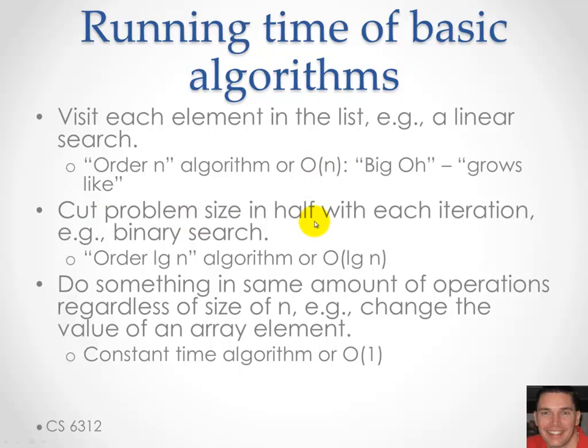If we cut the problem size in half with each iteration, as is done in the binary search, this is known as an order log n algorithm, or a big O of log n. Please note that lg is a shortcut for log base 2, and it's a common notation we'll use in computer science. Now, if we keep doing the same amount of operations regardless of how big n is, for example, if we just want to go to an individual list element and set that value to 0, well, that's just constant time because we can jump straight to that particular element. So that's what we call a constant time algorithm, or a big O of 1 algorithm.